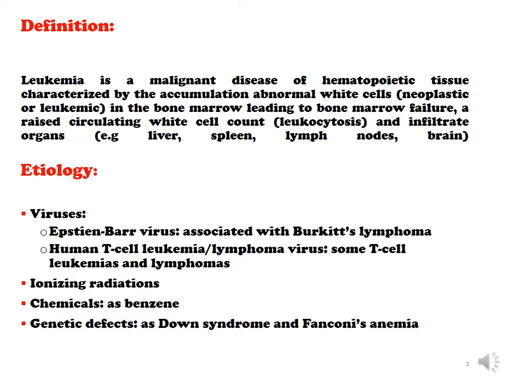What is the etiology of leukemia? All of these causes are theoretical. Some cases might be caused by viruses like Epstein-Barr virus, which might lead to Hodgkin lymphoma and Burkitt lymphoma, and human T-cell leukemia lymphoma virus, HTLV, which gives rise to some subtypes of T-cell lymphoma. Other causes are ionizing radiation and benzene exposure, and some genetic disorders like Down syndrome and Fanconi anemia. Down syndrome might give rise to ALL, and Fanconi anemia might give rise to acute myeloid leukemia.